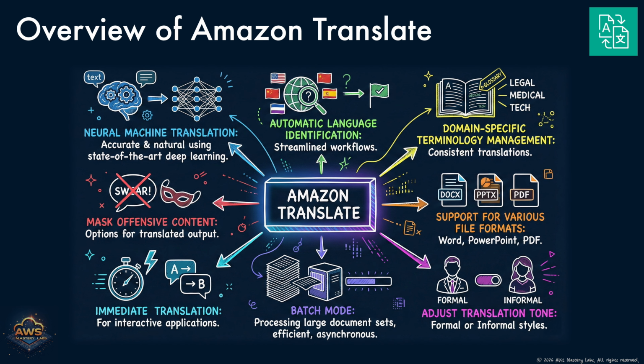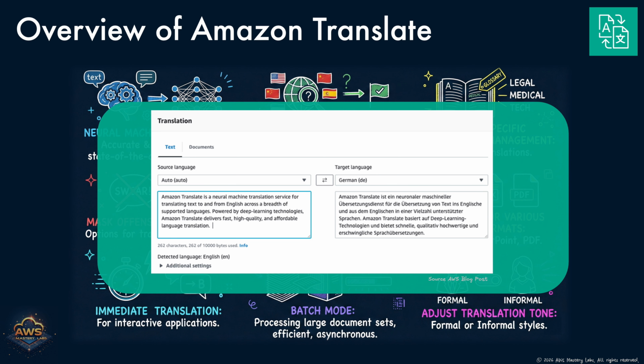Amazon Translate also supports document translation for a variety of file types, including Word documents, PowerPoint presentations, HTML pages, and even PDFs, preserving layout and formatting while delivering high-quality translations. And with formality control, you can fine-tune the tone of your translations to match the context, choosing between formal or informal styles depending on your audience and brand voice.